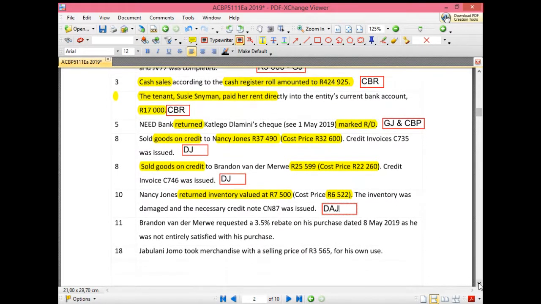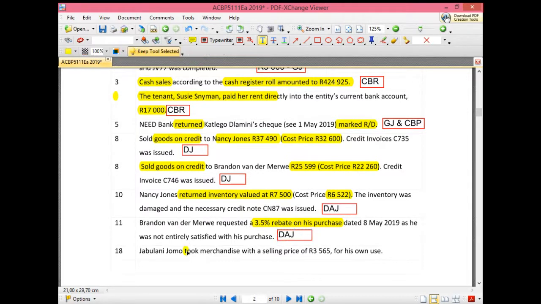Okay, and then on the 11th, Brendan requested a 3.5% rebate on his purchase dated the 8th as he was not entirely satisfied. Now, if you give a rebate because the goods were of an inferior product, that also goes to your DHA. So it's for returns as well as any rebates that we receive.